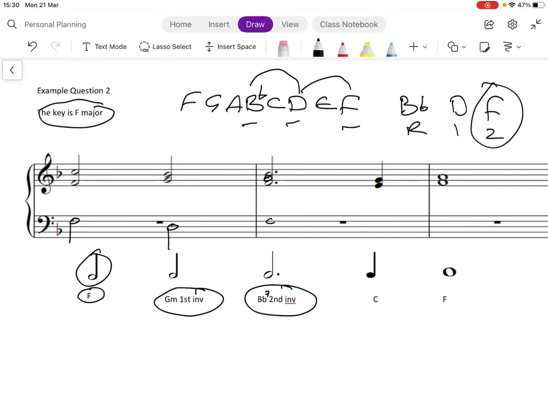So I think I'll just put it here, and it's going to be a dotted minim. Make sure we get the rhythms right. C is just a C in root position, so we know it's just going to be a C in the bass. So we don't need to work out the chord for that. So crotchet. And then finally we've got F. And again, it's root position, so we know it's just going to be an F in the bass. And we'll do a semibreve there.